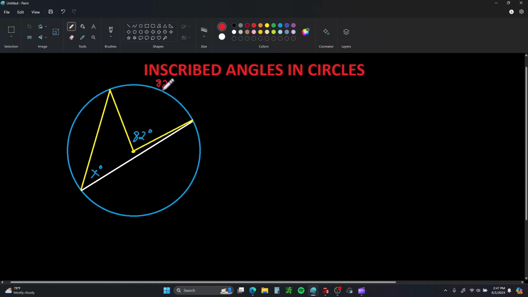And it follows that the theorem for inscribed angles states that this angle is going to be 50% of the measure of the arc intercepted on the circle. So if this is 82, then this one must be 41 degrees.